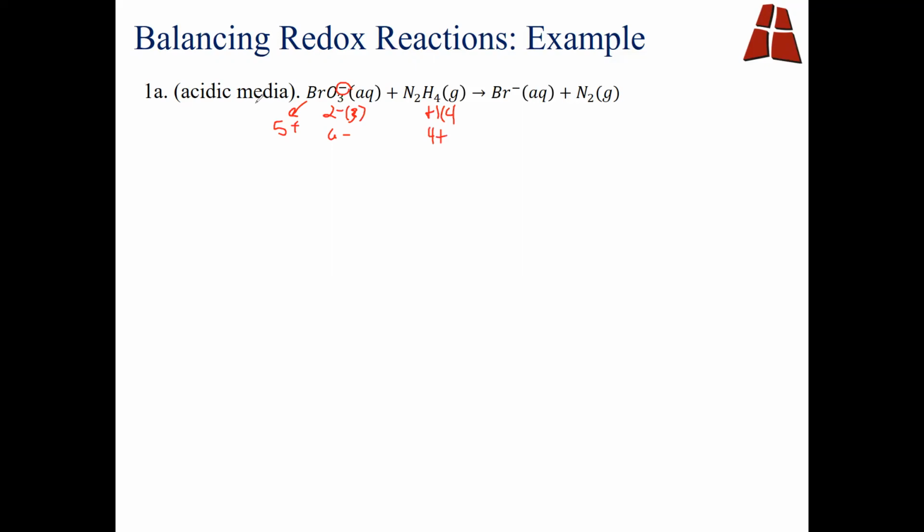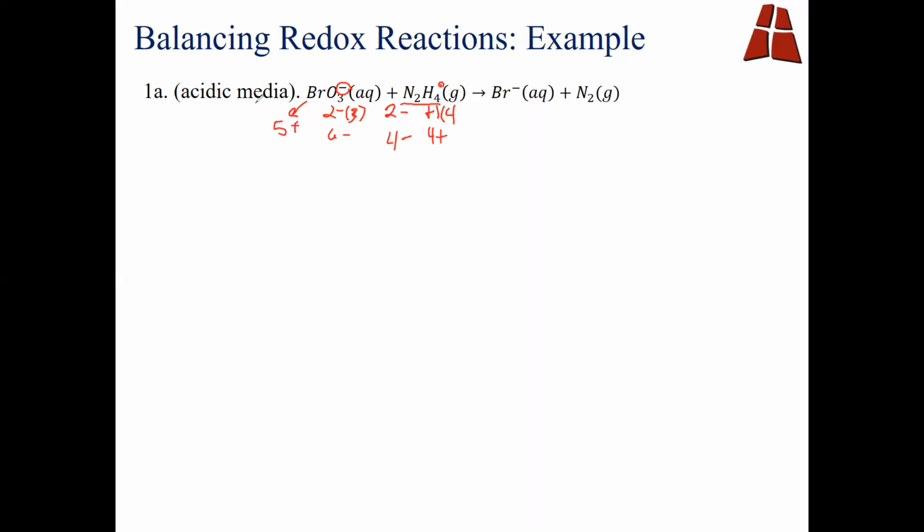Then nitrogen, we'll have to balance that. And so our 2 nitrogens have to have an overall charge of 4- because our molecule is neutral, right? We don't have any charge up here. And because we have 2 nitrogens, each of those nitrogens has a charge of 2-.